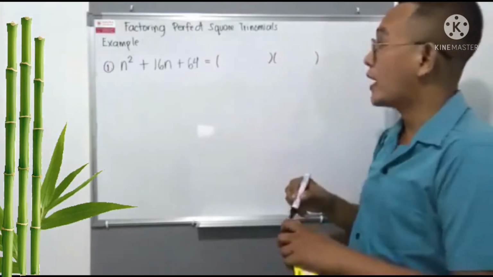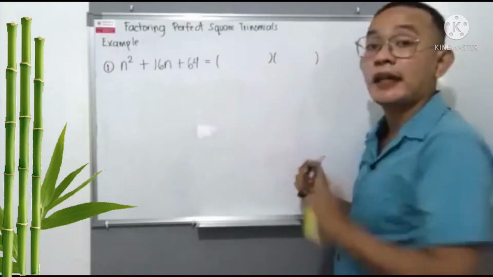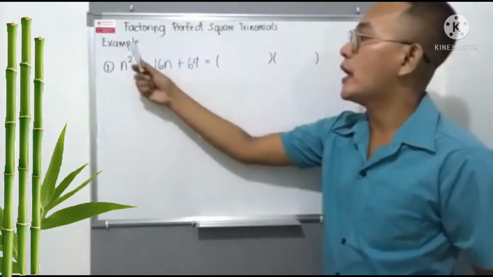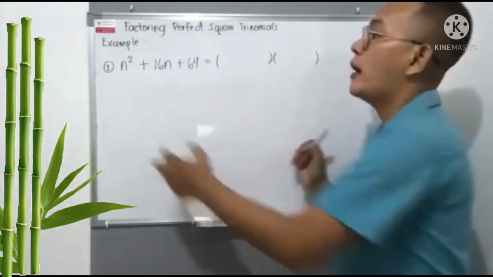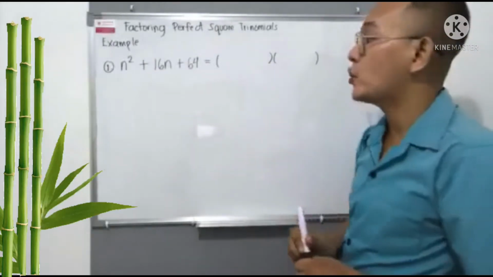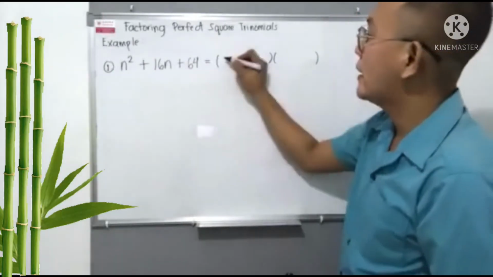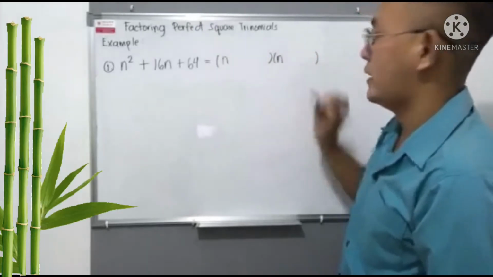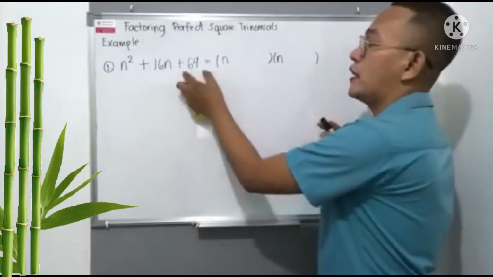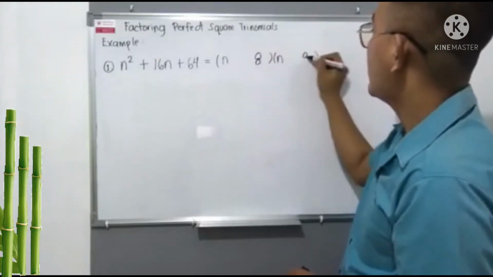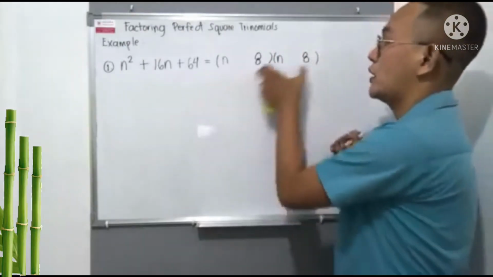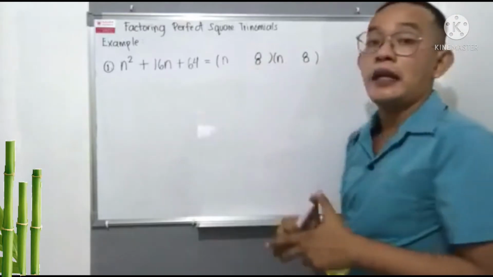Okay. So, gawa tayo ng dalawang parenthesis para sa kanilang factor. And then, kunin natin yung root ng first term at yung root ng last term. Okay. Ano ba ang root natin ng first term? N squared. The root of n squared is n times n. And then, the square root of 64 is 8 and 8, or 8 times 8 equals to 64.